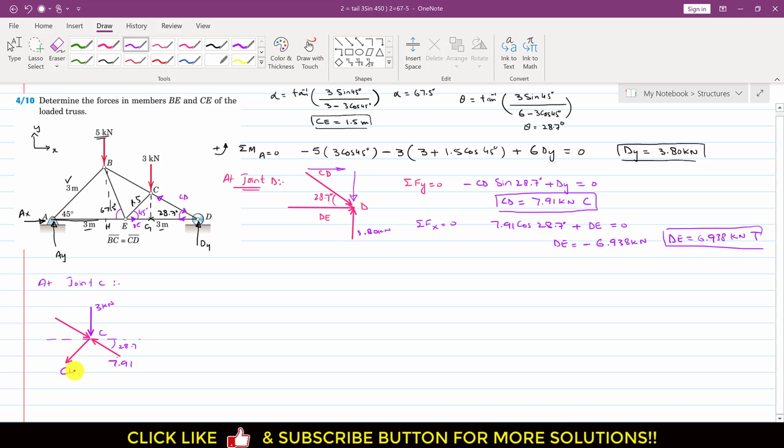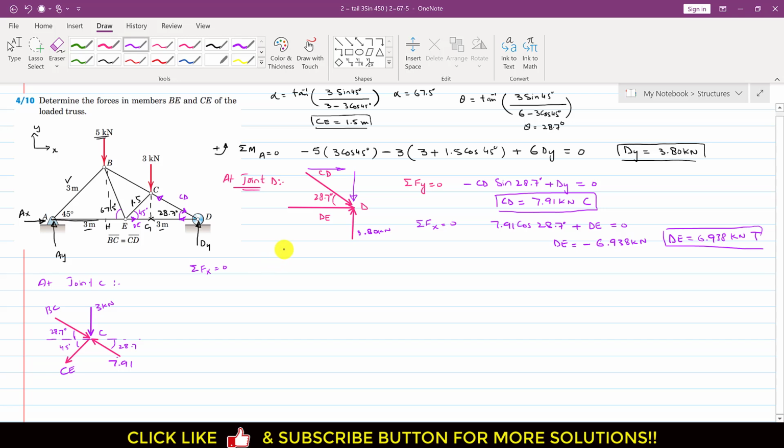This is the CE force, which is not known, and this is the BC force, which is not known as well. Now if we apply the summation of forces along x equals 0, we can see that this CE member is making 45 degrees, so this angle is also 45 degrees, and if this is 28.7 degrees, then this is also 28.7 degrees, since BC and CD are parallel to each other. They are acting along the same line.